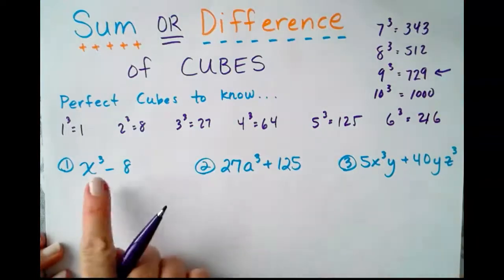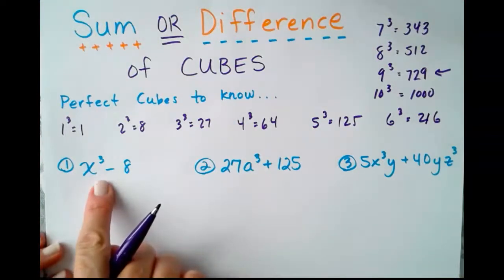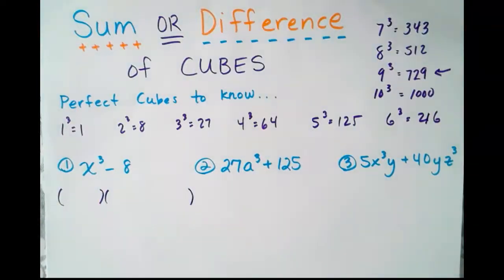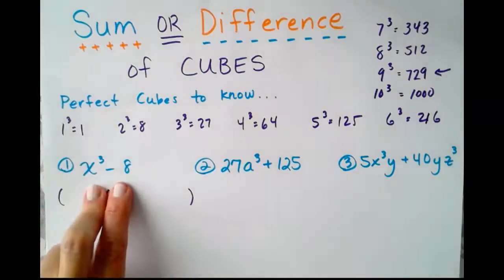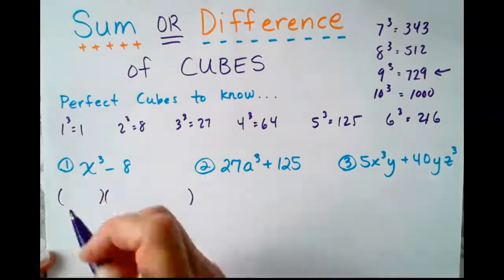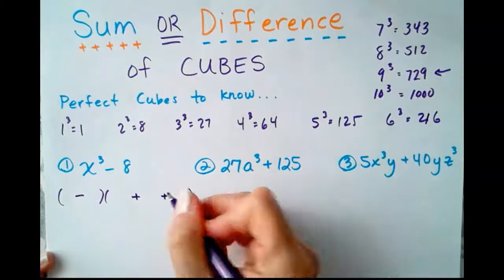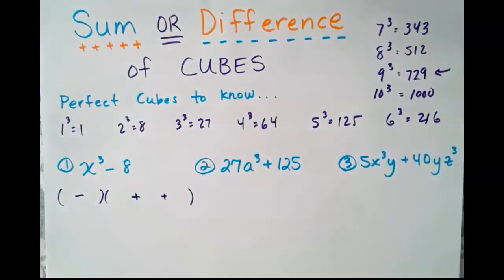Let's look at number 1, with x cubed minus 8. Go ahead and just lay down those parentheses first. It's going to be a binomial times a trinomial every single time. Next, go ahead and plug in the signs. Because we're starting out with the difference of two perfect cubes, it will be same sign, different sign, always plus. Go ahead and put the signs in because that's what the signs are going to be.